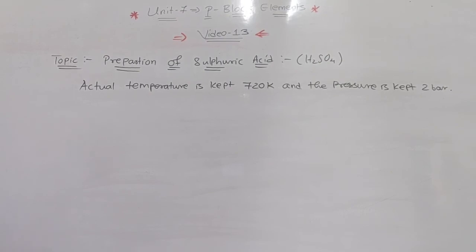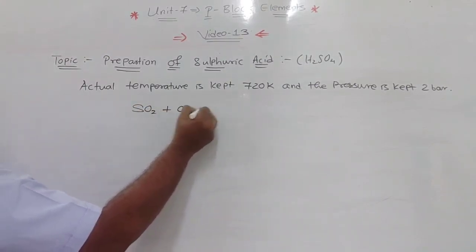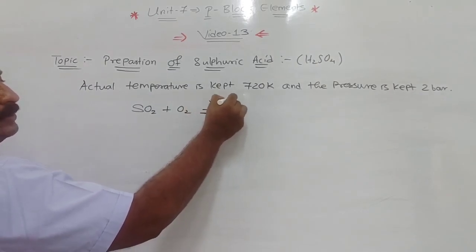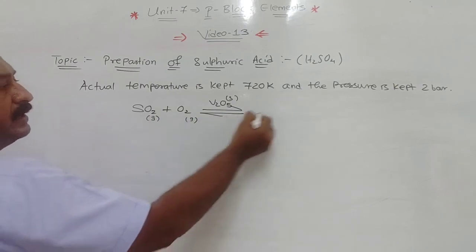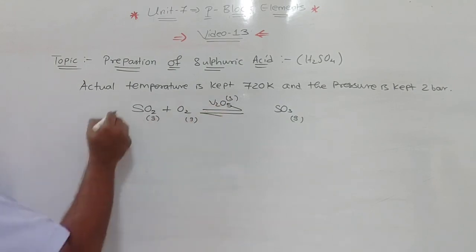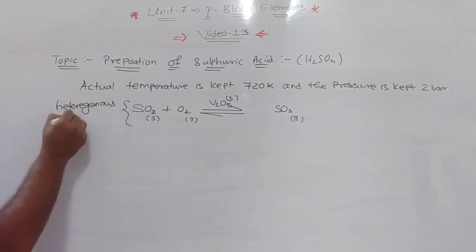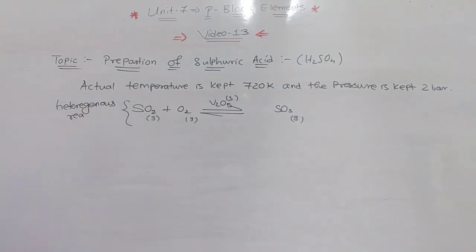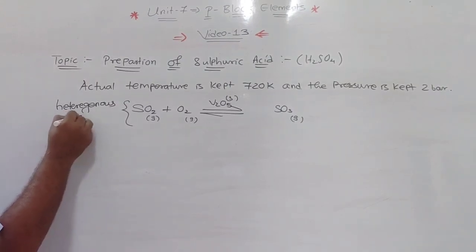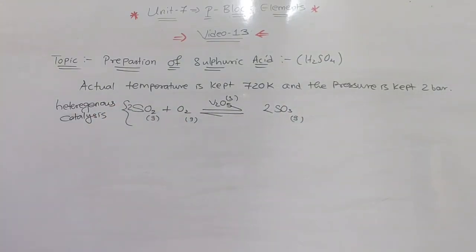Okay. Since V2O5 is a solid catalyst and all other components are gaseous, this is an example of heterogeneous catalysis. If you didn't understand, it is like this: SO2 plus O2 in presence of V2O5. Now V2O5 is solid, and these all are in the gaseous state. So that's why this is an example of heterogeneous catalysis. Understood? Okay, now I think it is balanced.